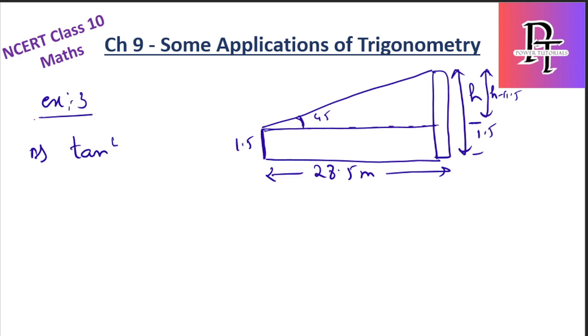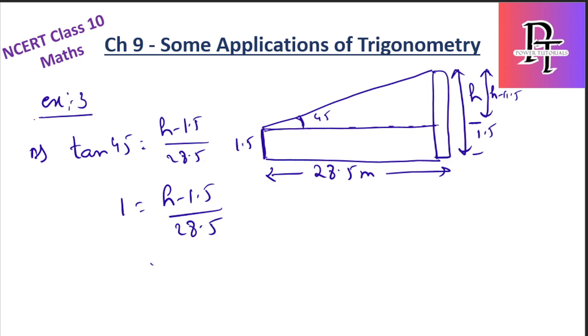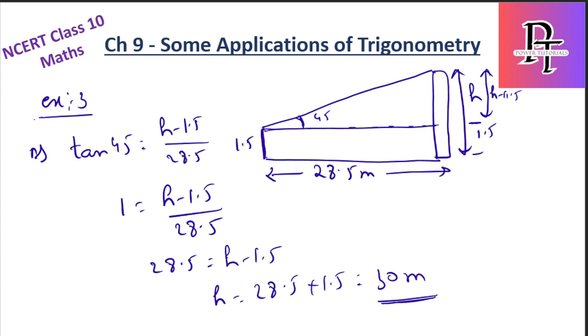So tan 45 is equal to h minus 1.5, because we are considering from the height of the observer. It is not from the foot of the observer, it is taken from the top of the observer, so we minus 1.5. So h minus 1.5 by the bottom, which is 28.5. Tan 45 is 1. So 1 is equal to h minus 1.5 by 28.5. Cross multiplying, 28.5 becomes h minus 1.5. So h is equal to 28.5 plus 1.5, which is 30 meters. The chimney height will be 30 meters.